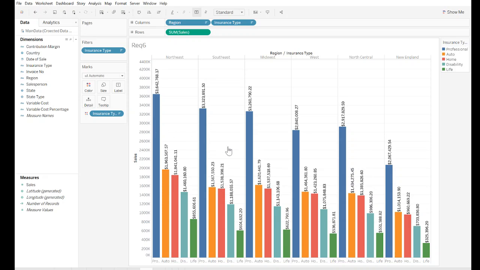And this graph clearly just shows the insurance policy types by region, from the most valuable to the least. Pretty easy to see. You can see all the values. And the interesting part of this is the trend that professional insurance is the most for sure.